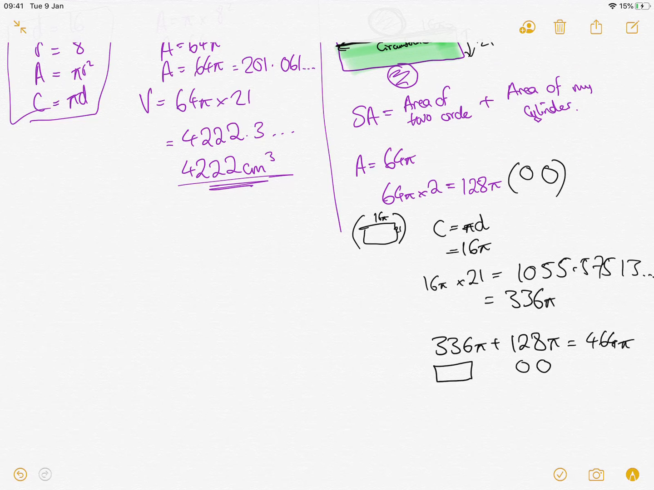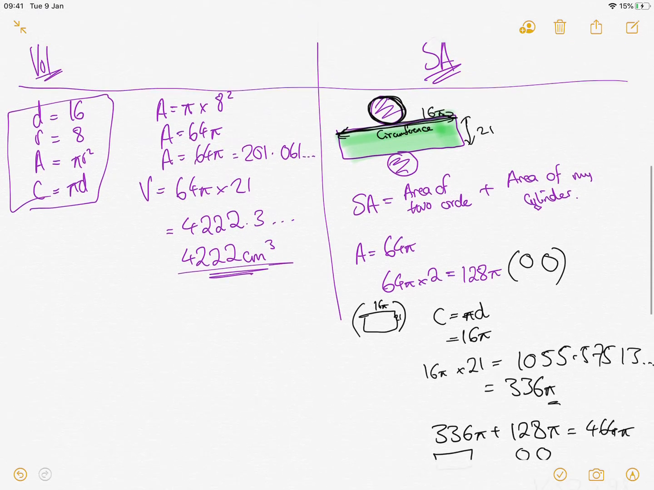And again, you can just do this in your calculator without having to worry about pi, but you need to do as many decimal places as possible if you're not using it in terms of pi. And 464 times pi is 1457.698 blah blah blah. Again, let's round it to the nearest whole number, centimeters squared. And that's your final answer.